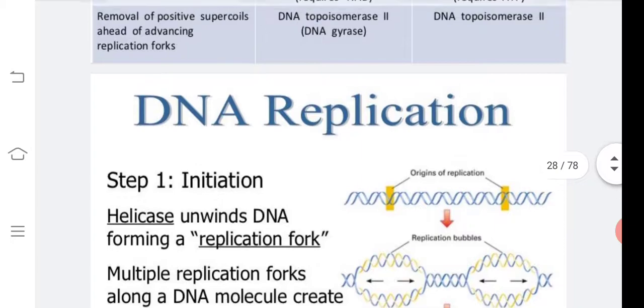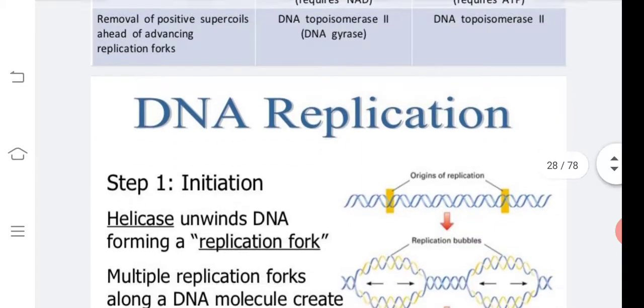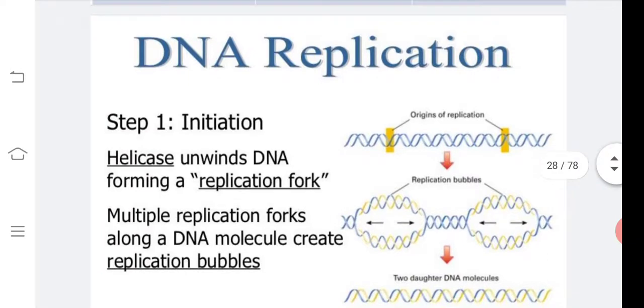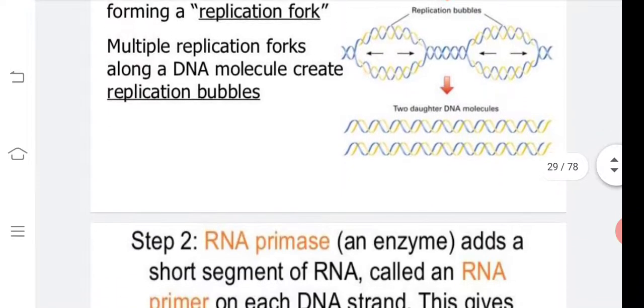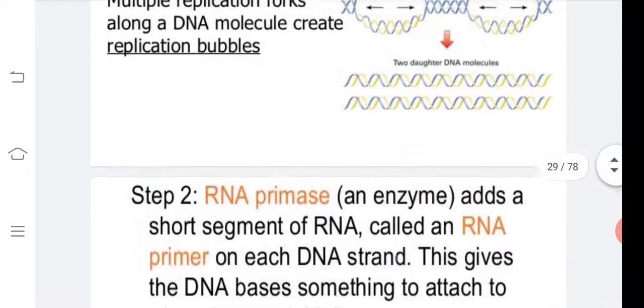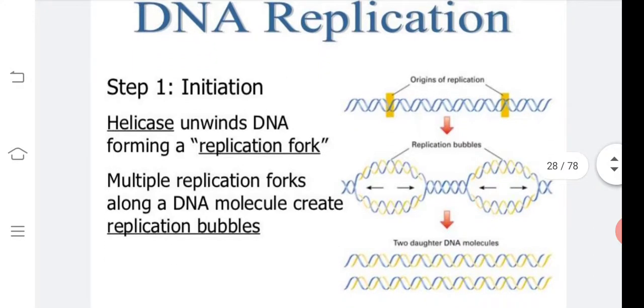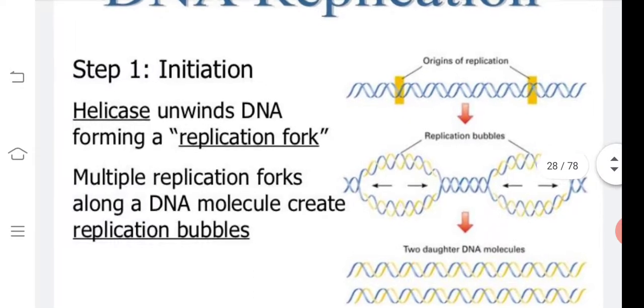Next, it is another name for DNA gyrase, which we have seen in the last tabular column. So DNA replication, stepwise, it is explained here. We'll start with the first step, the DNA replication initiation process. So initiation by helicase. First the double strand should get into the single strand.